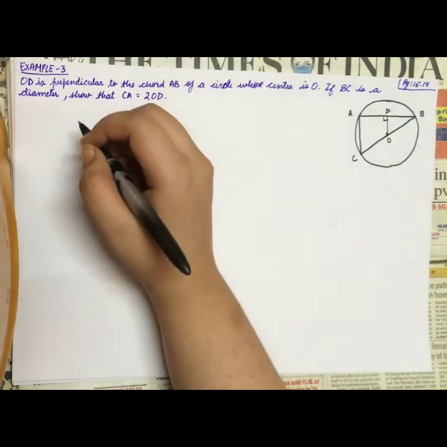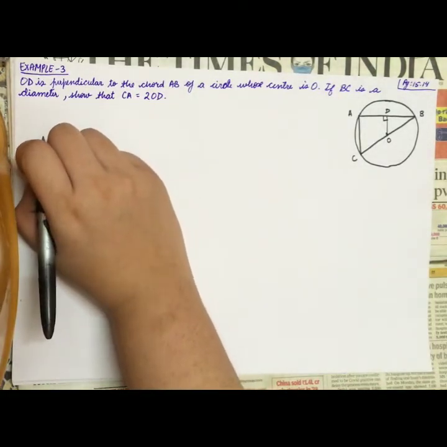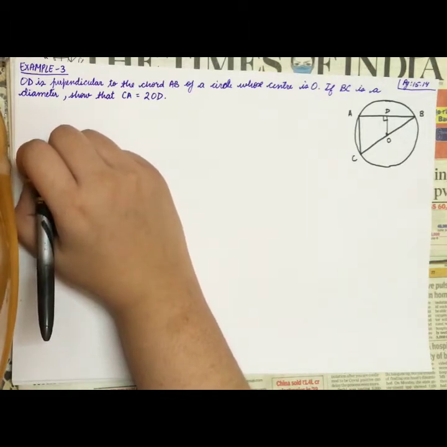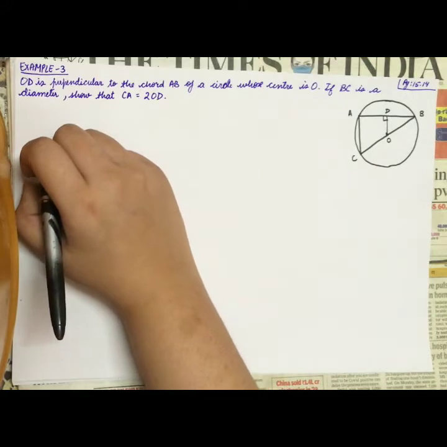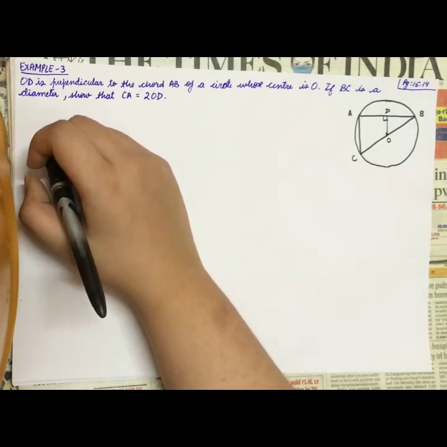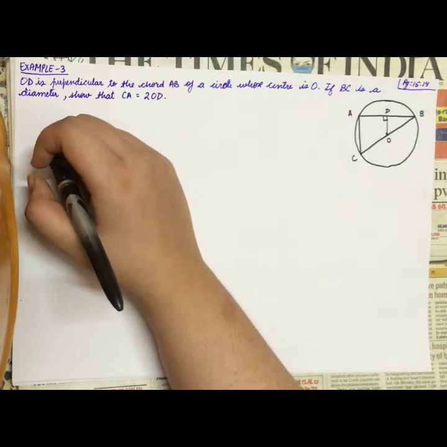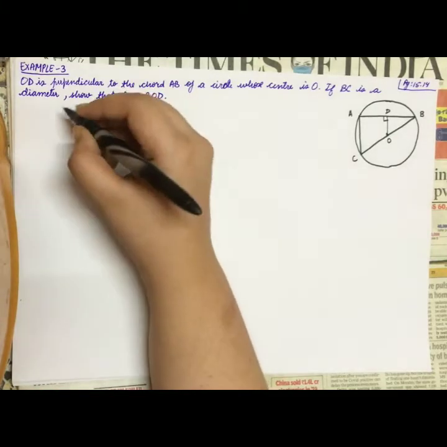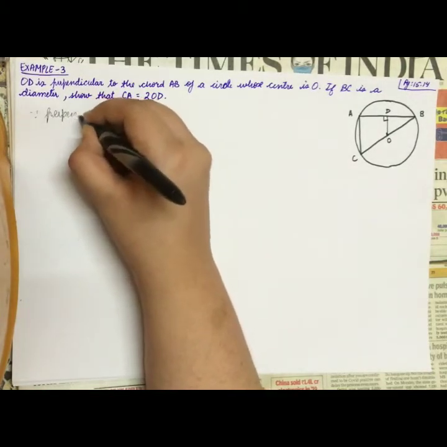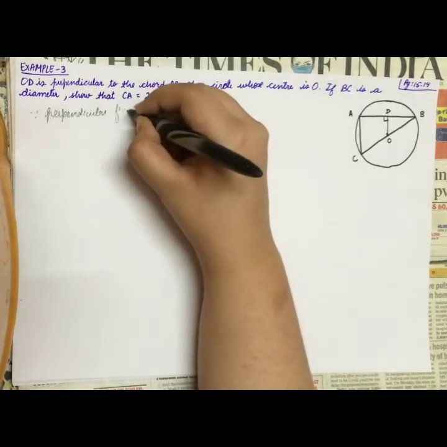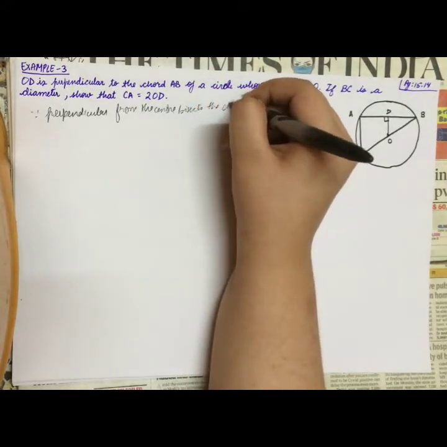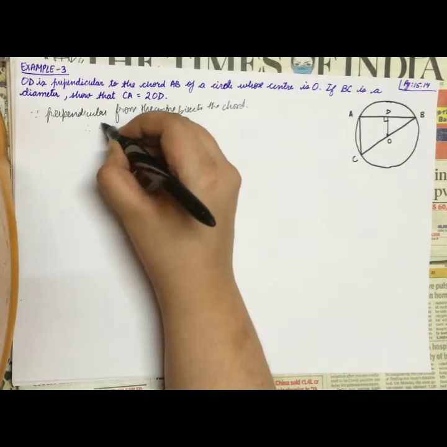Example number 3. In this, OD is perpendicular to the chord AB of a circle whose center is O. If BC is a diameter, show that CA is equal to twice of OD. So here, let OD, it is given that OD is perpendicular to AB and the perpendicular from the center bisects the chord. Therefore we can say that BD is equal to DA.